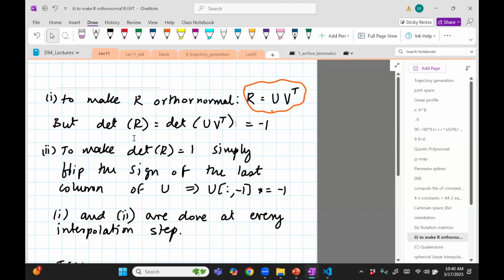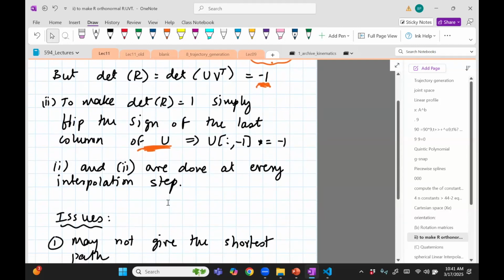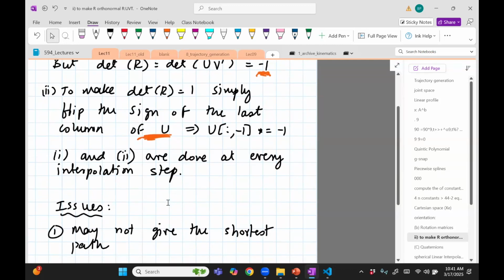Now there's another problem. You need to check the determinant of R, which will be the determinant of U V transpose. Sometimes the determinant is -1. A determinant of -1 means that you're not using a right-handed system, you're using a left-handed system. We don't want to use a left-handed system. So to make determinant R equals 1, we simply flip the sign of the last column of U. Really, you can flip any column, it doesn't have to be the last one. Every element in the column is multiplied by -1. Once both are done, at every interpolation step we have R transpose R equals I.